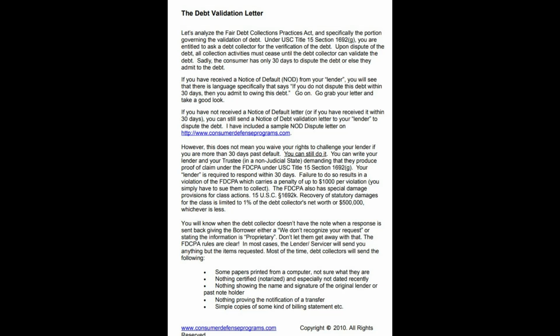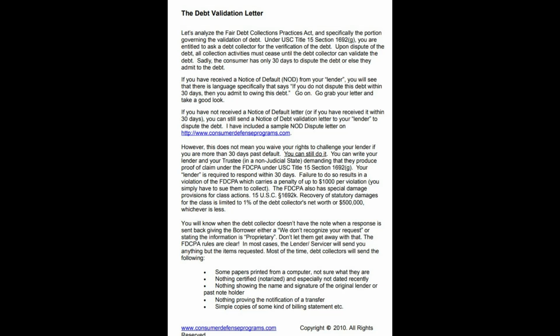Okay? So you will know when the debt collector doesn't have the note when a response sent back gives the borrowers either a "we don't recognize your request" or states that the information is proprietary. Don't let them get away with that. The FDCPA rules are clear. In most cases, the lender servicer will send you anything but the items requested. Most of the time, debt collectors will send the following: some papers printed out from a computer, not sure what they are; nothing certified, notarized, and especially not dated recently; nothing showing their name and signature on the original lender or the past note holder; nothing proving the notification of a transfer; simple copies of some kind of billing statement, etc. And so that's the nonsense that they engage in.